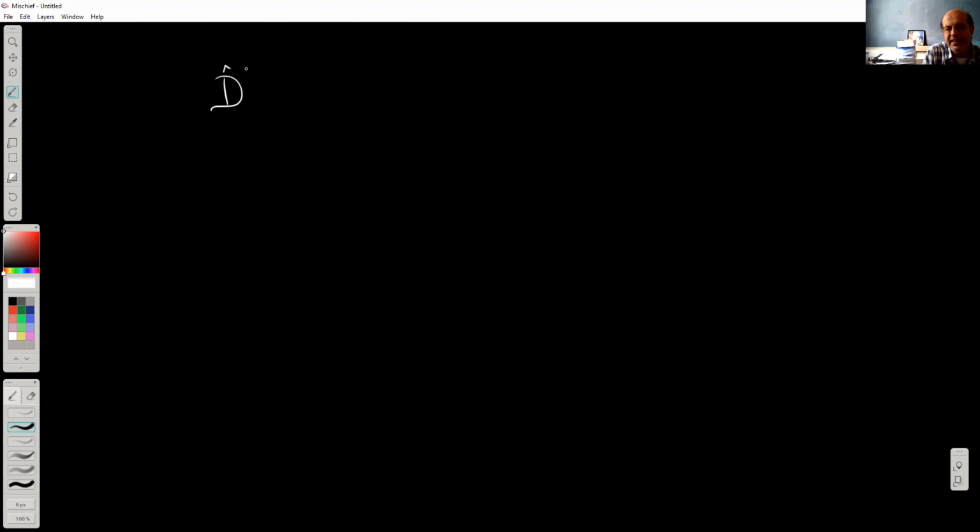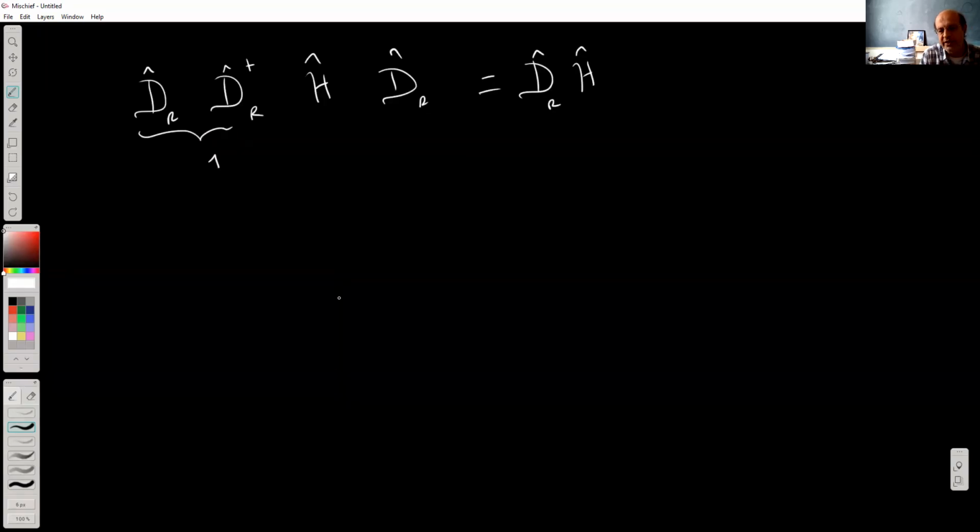All right, this is D dagger Hamiltonian D. So that's the symmetric condition, right? What I do is I just multiply both equations by D from the left. In that case, we get identity in here. So our equation basically reduces to this: Hamiltonian multiplied with D_R is the same thing as D_R multiplied with Hamiltonian. This is the commutation relationship, basically.